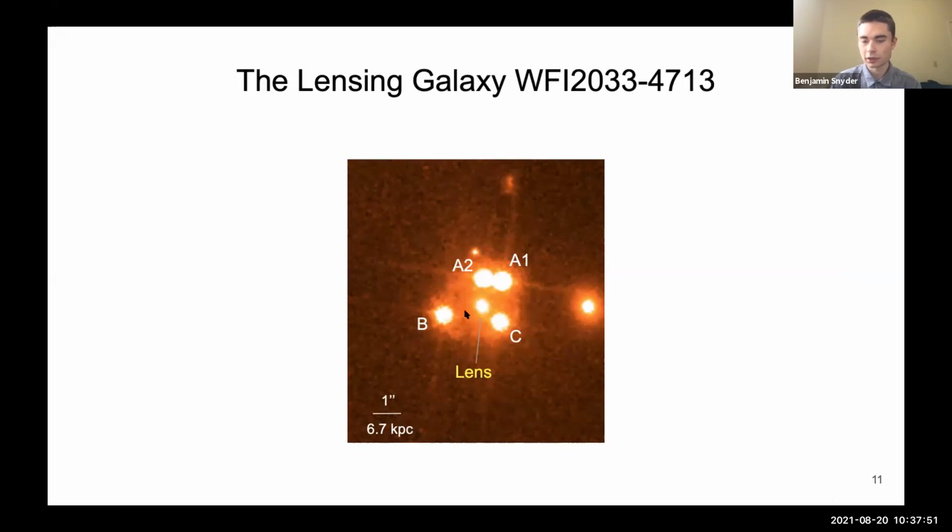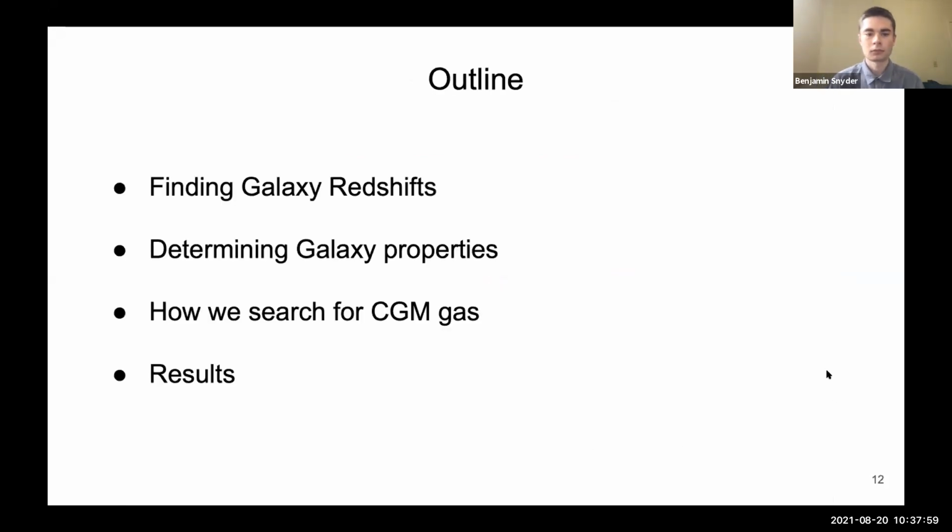You can see the lensing galaxy in the middle and the 4 sight lines surrounding it. And note the scale here as well. Okay, so after that bit of introduction, I'm going to take you through what we've done to characterize the galaxies in this field, first by finding their redshifts, and then determining their properties through spectral indices. Then I'm going to tell you how we search for CGM gas, and then I'll take you through our results.